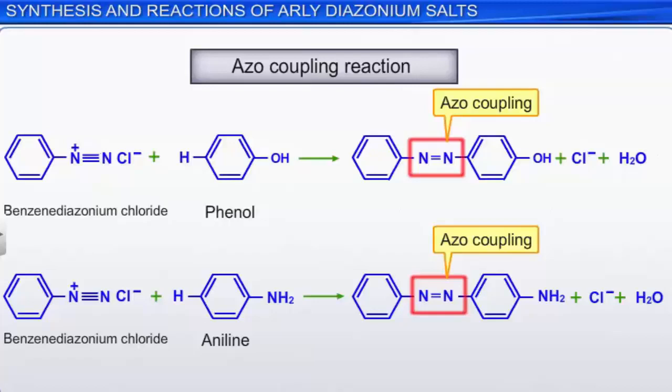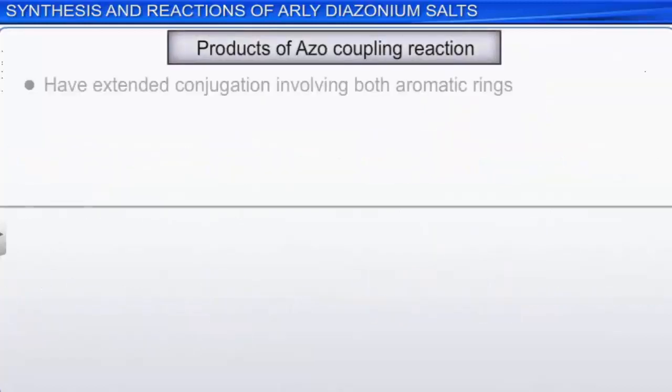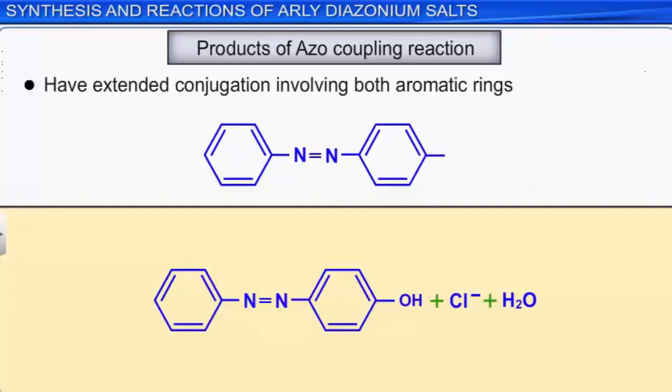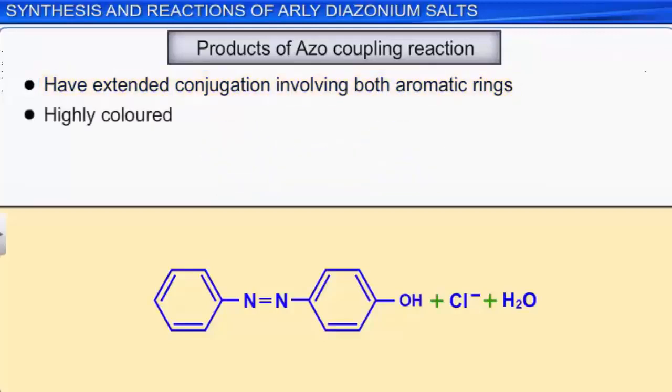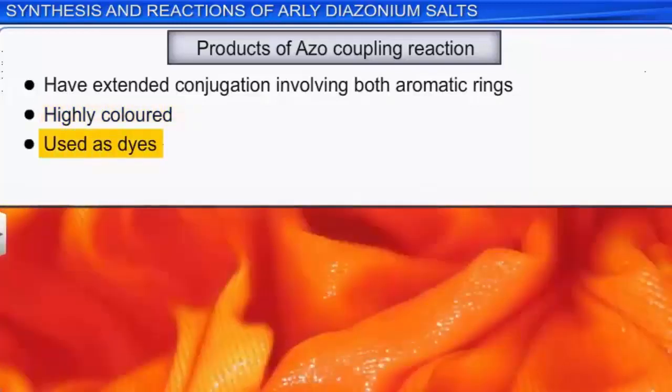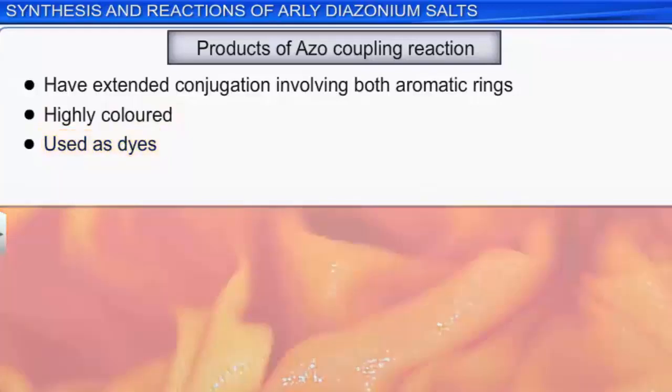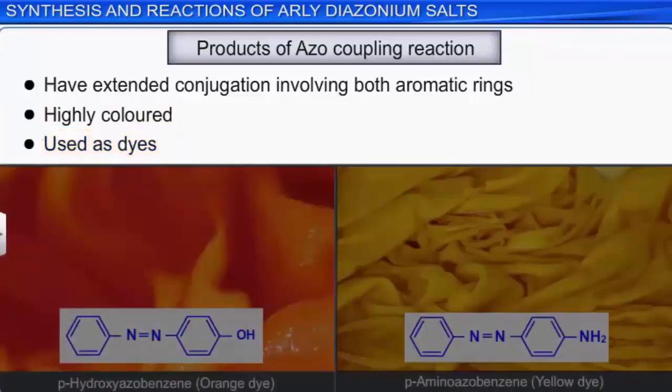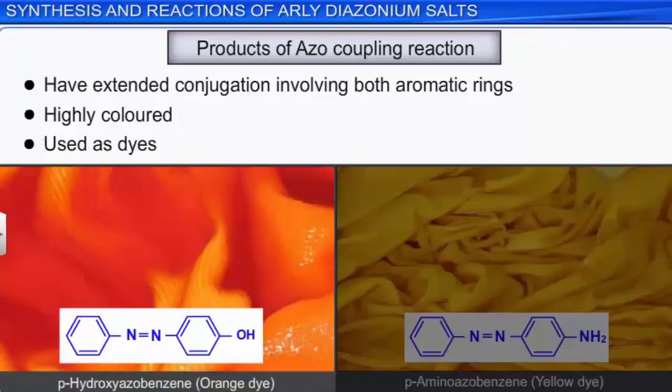The azo products of the coupling reactions have extended conjugation involving both the aromatic rings. As a result, the products are highly colored. They are often used as dyes. For example, para-hydroxyazobenzene is an orange dye. Para-aminoazobenzene is a yellow dye.